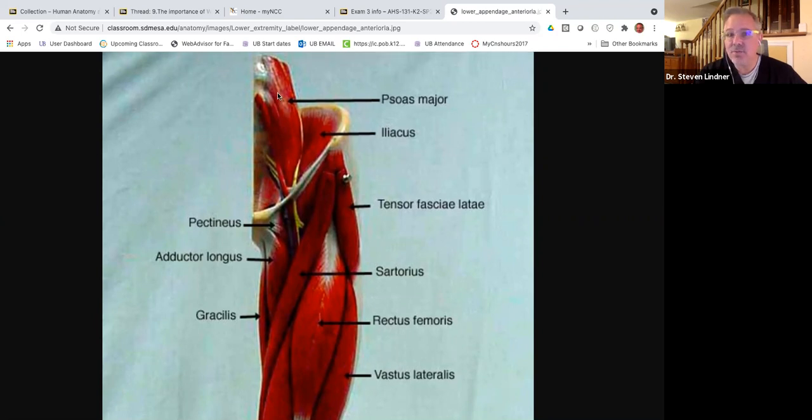Psoas major originates on the lower lumbar vertebrae and their discs. You can see that here's a lumbar vertebra, here's a lumbar vertebra, and you could see that the muscle fibers cross over the vertebrae, but also attach to the intervertebral discs. And they are one of the possible causes of disc herniations. When these muscles pull really hard, they can tug on those discs and bulge and herniate them, especially when people do sit-ups.